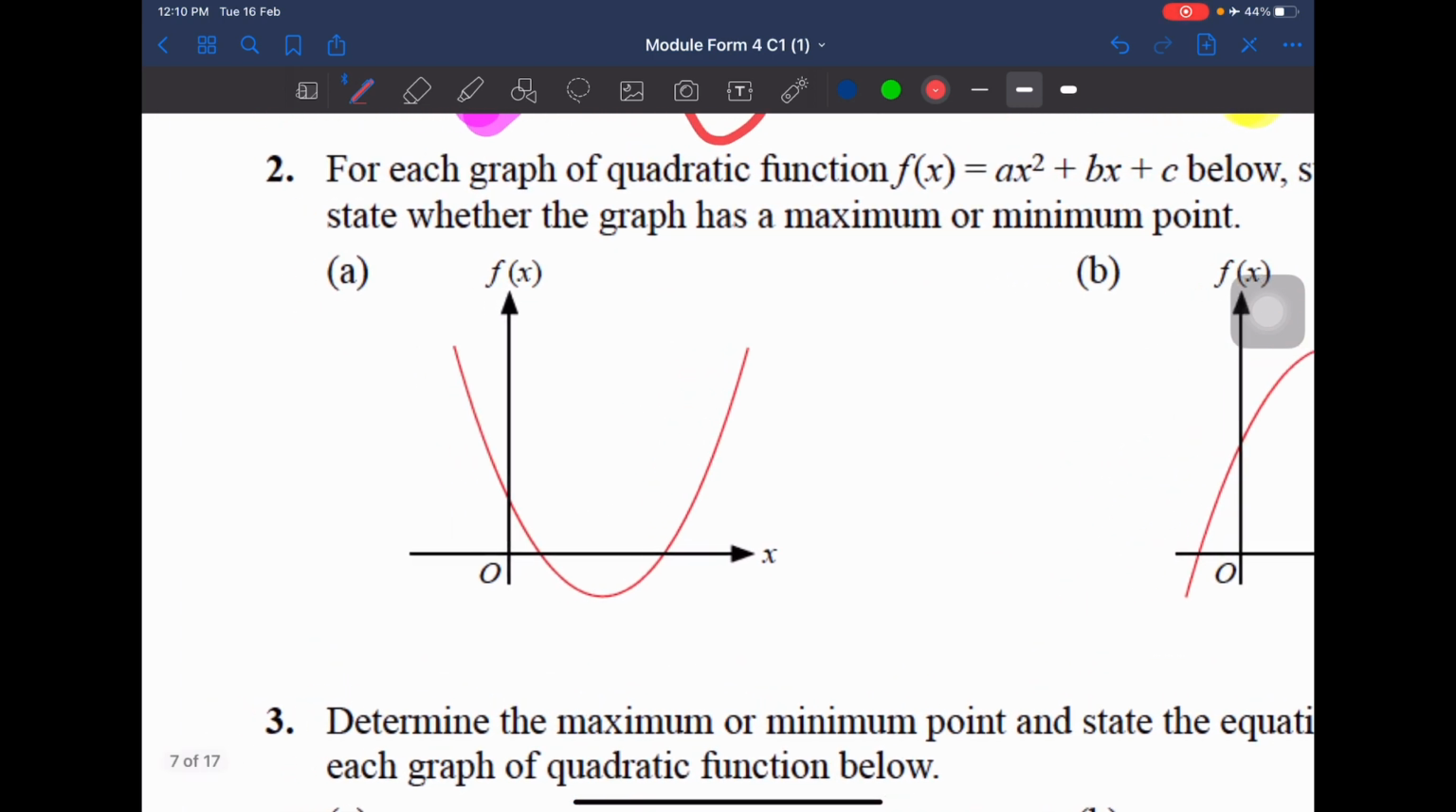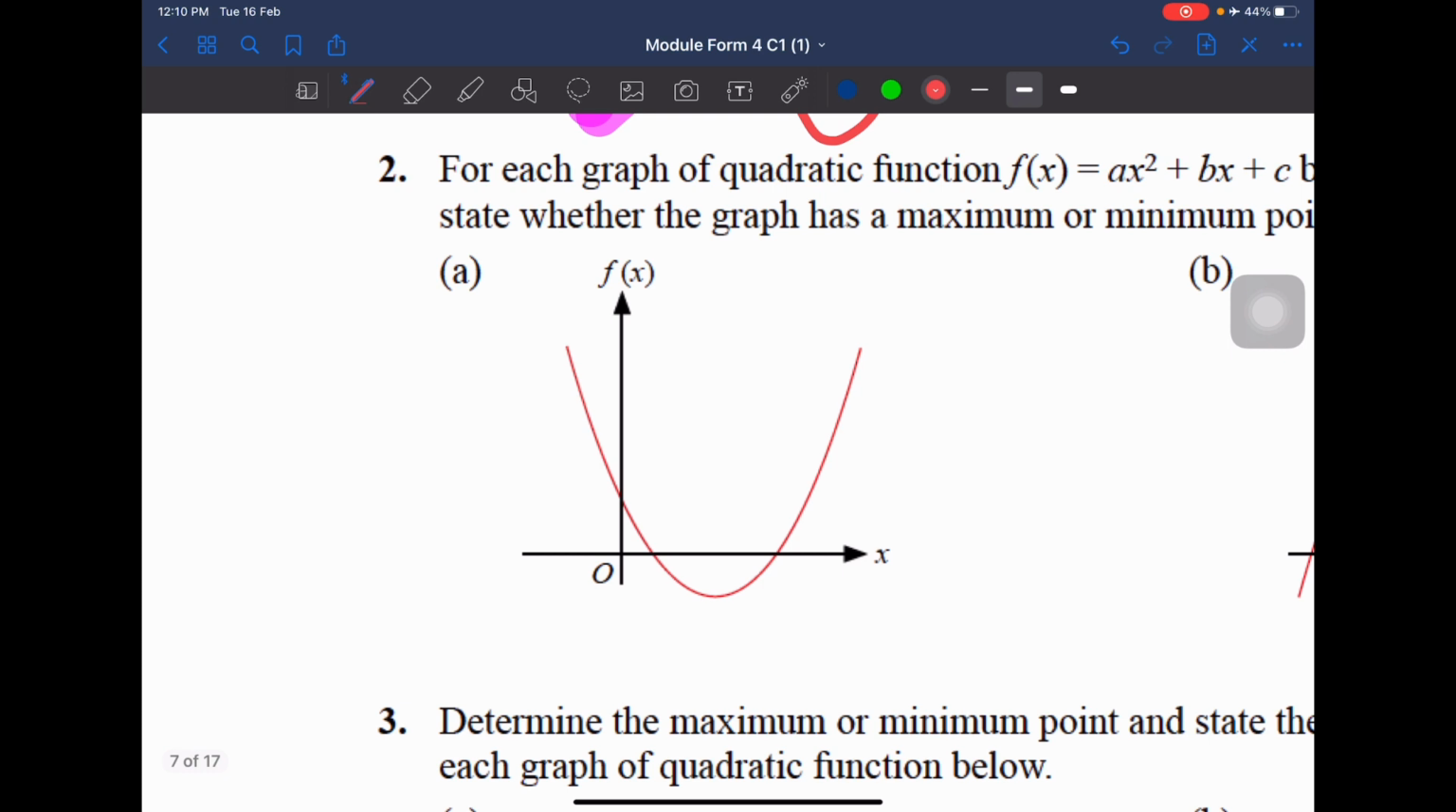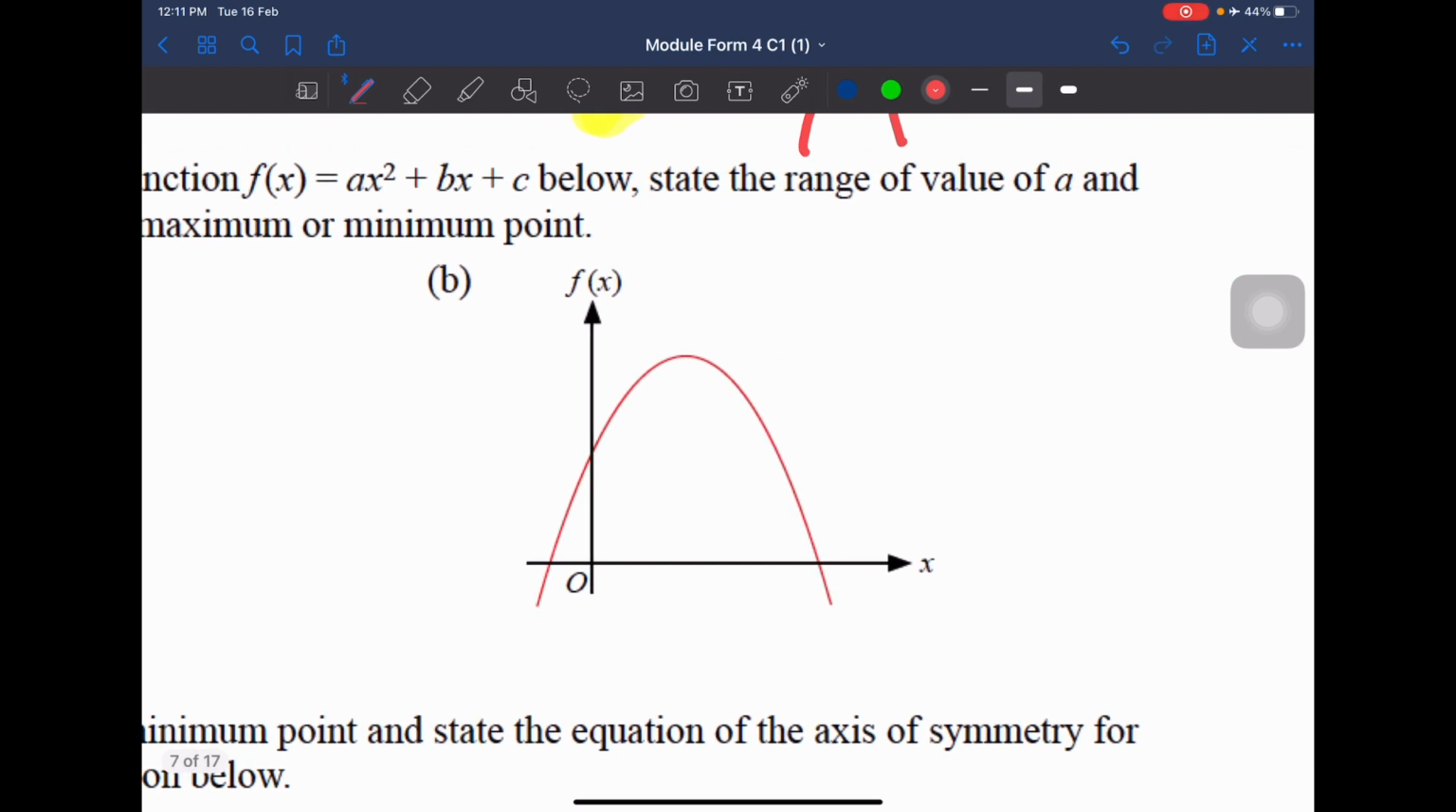Sekarang tengok A. Graf kita senyum ke sedih? Senyum. So kalau senyum, a kita mestilah more than 0. Kalau senyum kita ada dagu di bawah. So dagu adalah minimum point. Okay, next B. B graf kita sedih. So kalau sedih a is less than 0. So kalau sedih kita ada dahi. So dahi adalah maximum point.